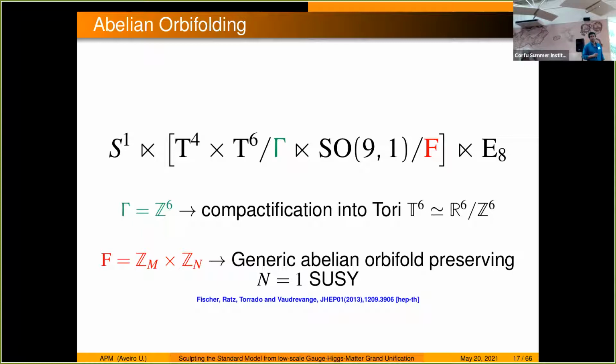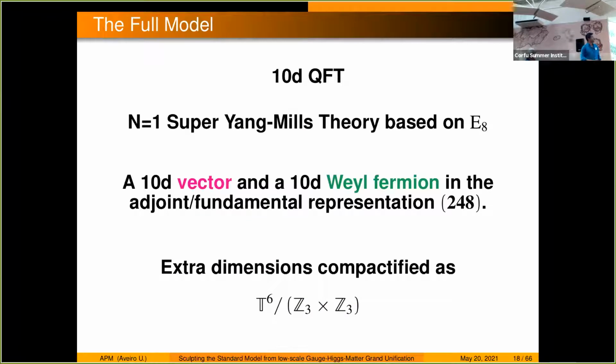Because we have 6 extra dimensions, this compactifies the open dimensions into a T6 torus, basically. And as shown here by Ratz et al., you have this type of generic abelian orbifolds that preserve one supersymmetry with two Z's, and you can do this consistently. So what do we choose then for this Zm and Zn? In this work, we use Z3 cross Z3. That at QFT level was not done before. There was Z2 cross Z6 that goes to Pati-Salam and other possibilities. And I remind you that we are doing QFT here, not string theory.